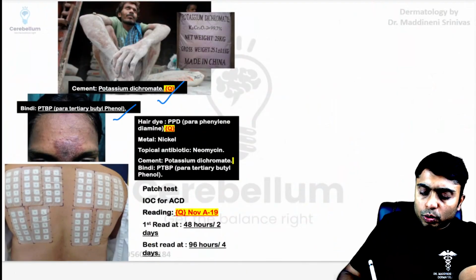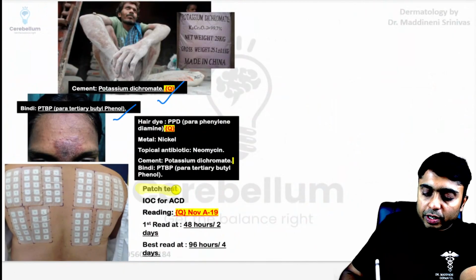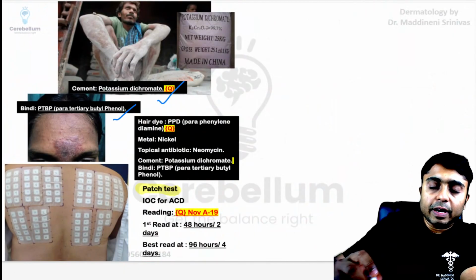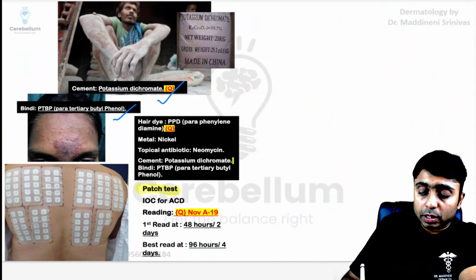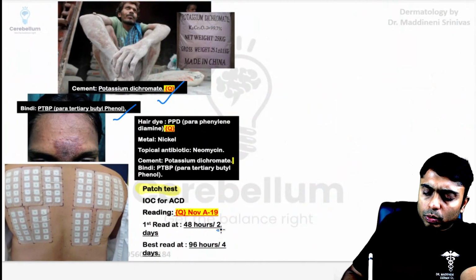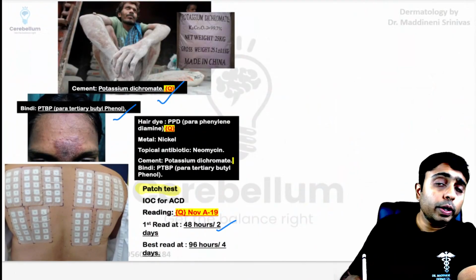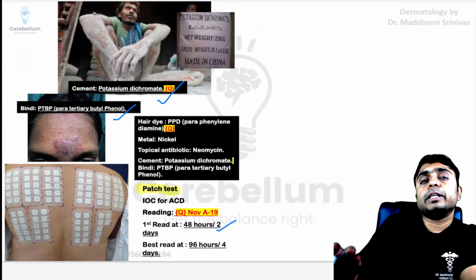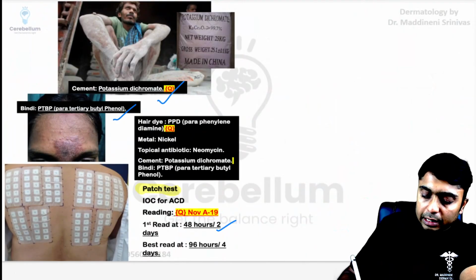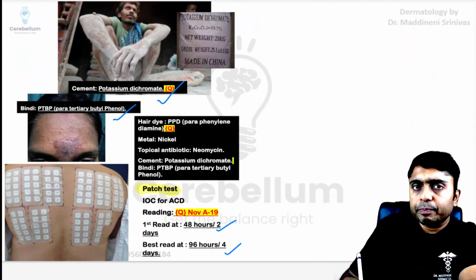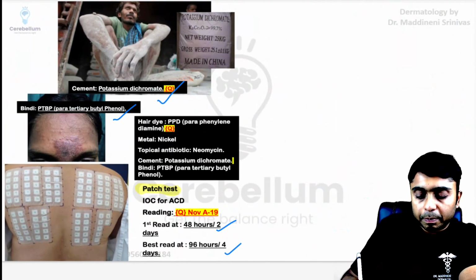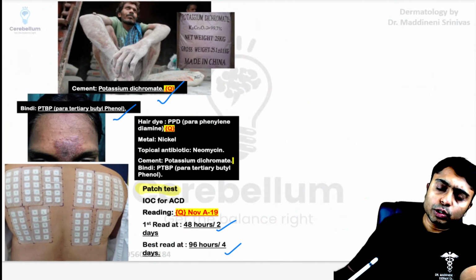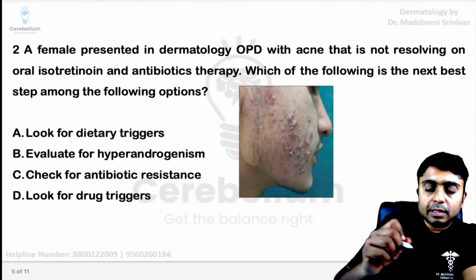So the investigation of choice which we can make use of to identify the ACDs is the patch test, which is going to be giving us two important readings. The first reading we are going to take by asking the patient to come back after 2 days, and the second reading, which is the best reading, is going to be at 4 days after the patch application. Okay, so this is about the ACD. This is the next question.